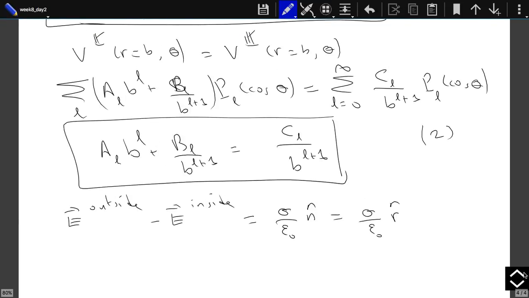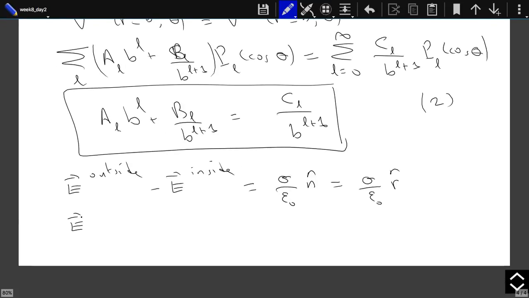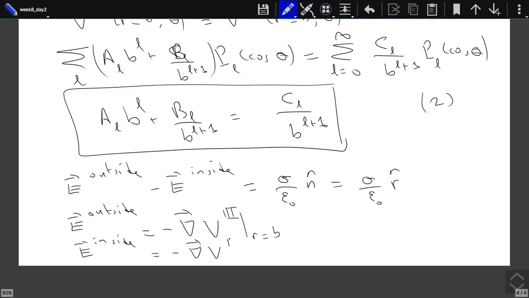So that basically tells me that E outside is equal to minus the gradient of V3, and E inside, of course, at R equal to B, is equal to minus the gradient of V2 at R equal to A. Well, since the discontinuity is in the radial direction, only the radial electric field should be discontinuous.